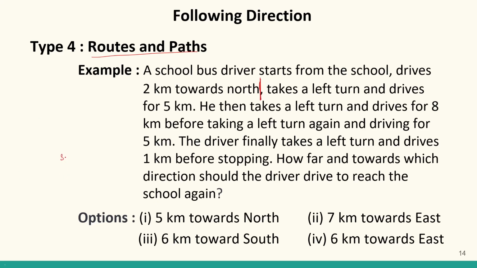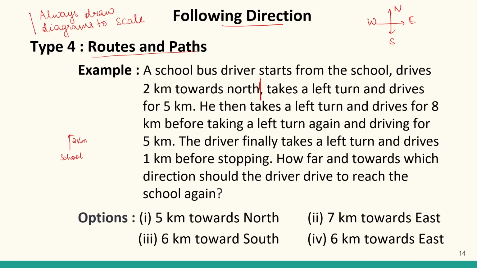So let's say this is the position of school. He drives 2 kilometers north. He moves upwards. So this is for your reference, okay? He's moving 2 kilometer upwards north. So one more thing, whenever you solve questions for following diagrams, always draw diagrams to scale. Now what do you mean by this? This is very important, okay?